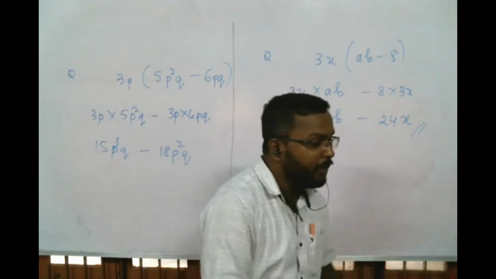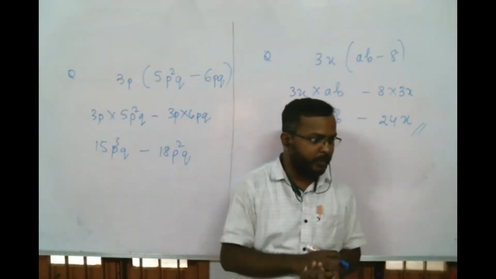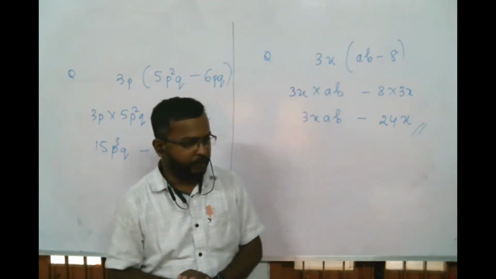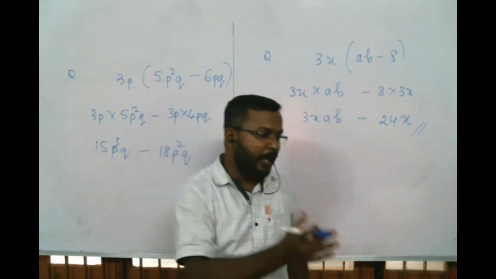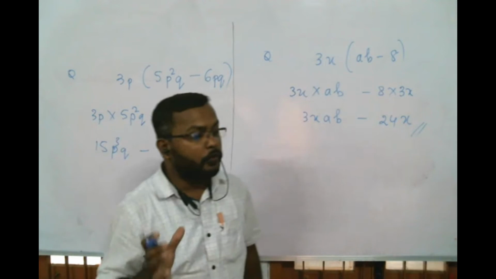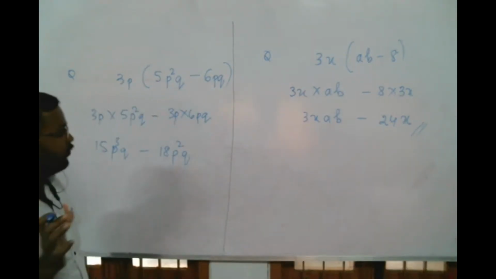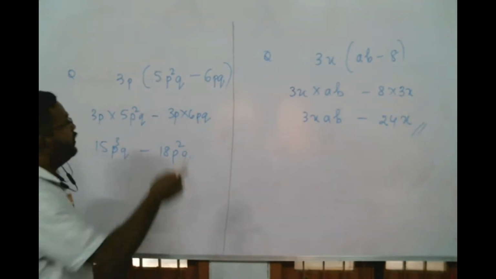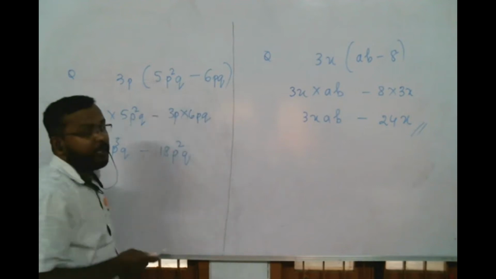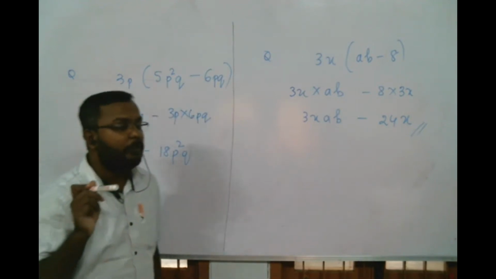In the same way we can multiply a monomial with a trinomial also. Again, there we have to use distributive property. Whether you are multiplying with a binomial, trinomial or any polynomial, always we have to use distributive property. Most of you, in the first question, multiplied 3p with the first term only. You were not multiplying with the second one. That is wrong. Here we have to use the distributive property concept.